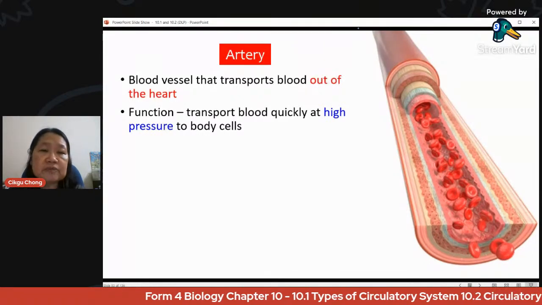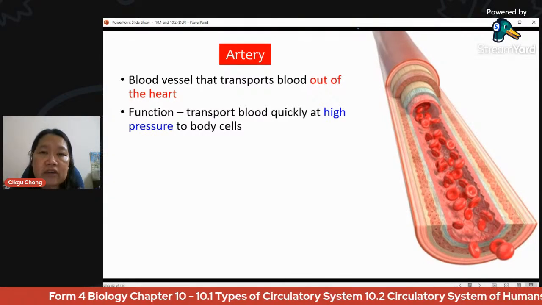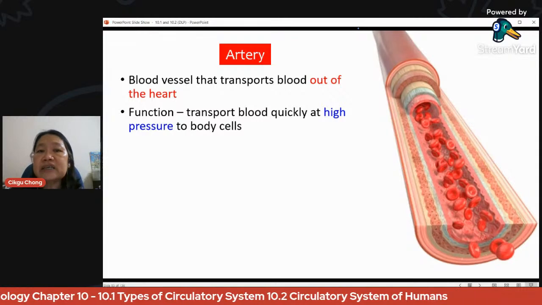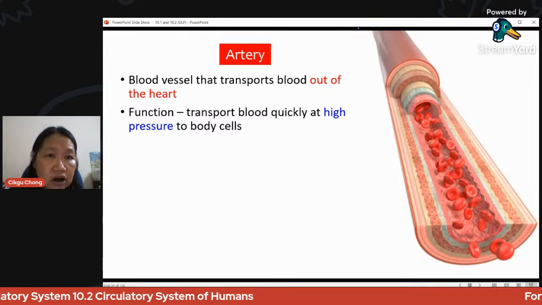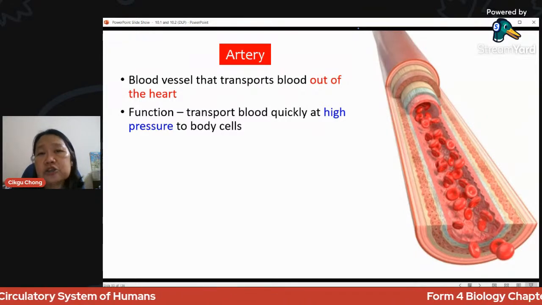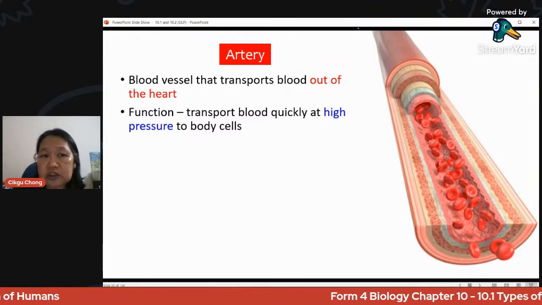But there's one exception. There's one artery that carries deoxygenated blood. That is the pulmonary artery. It goes to the lung, right? This is deoxygenated blood, but goes to the lung to pick up a fresh supply of oxygen.